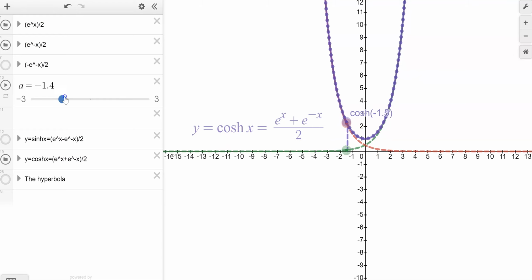So when you come down to here, you can see that's why we end up with 1 here on our cosine, because that's a half and a half. Each of those is a half. So 1/2 plus 1/2 is 1. So that is the hyperbolic cosine.